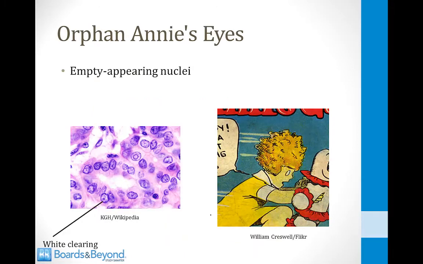Little Orphan Annie was a cartoon in the United States in the early 1900s, and in the cartoon her eyes were always drawn as these white circles, as I've shown on the screen here. So for this reason, the nuclei seen in papillary thyroid cancer were named Orphan Annie's eye nuclei, and that's because they have white clearing in the middle. There's an example of one shown at the bottom left side of the screen here. You can see that this nucleus has the purple material being pushed to the sides, and there's white clearing in the middle, and that reminded pathologists of the Orphan Annie cartoon, hence the name Orphan Annie eye nuclei.